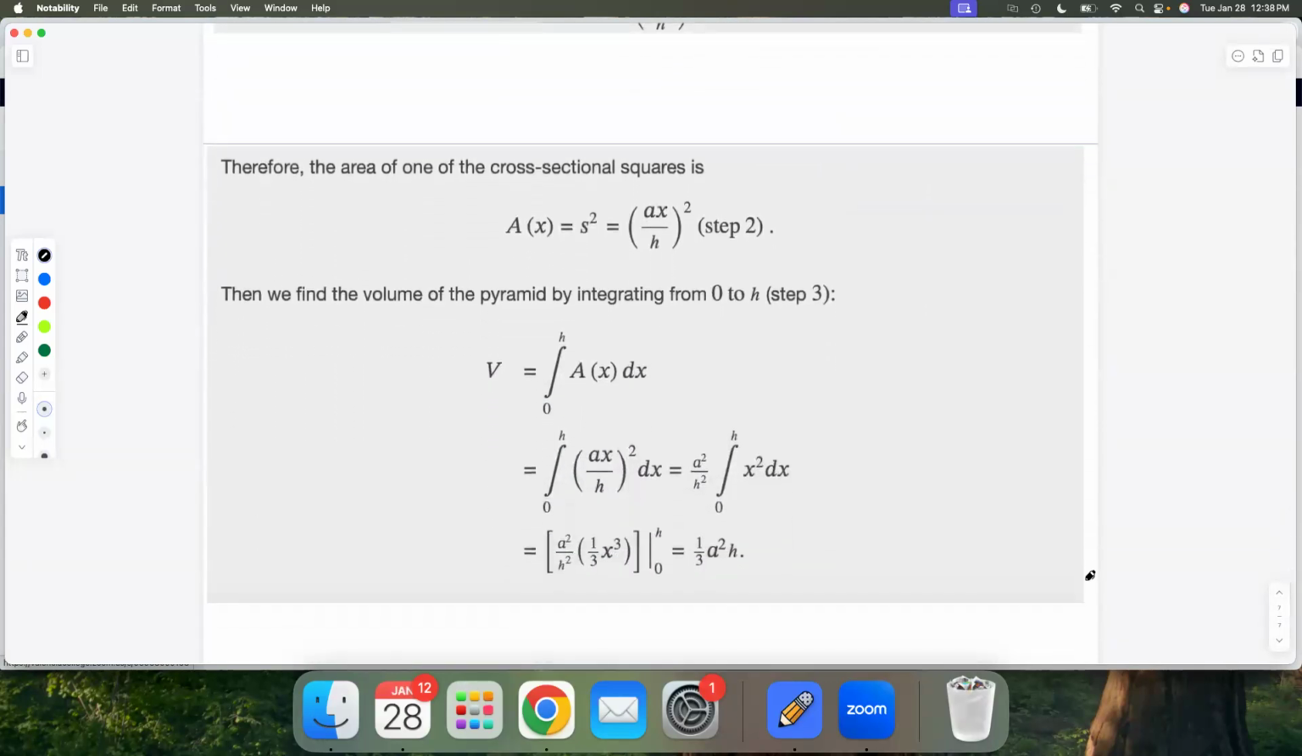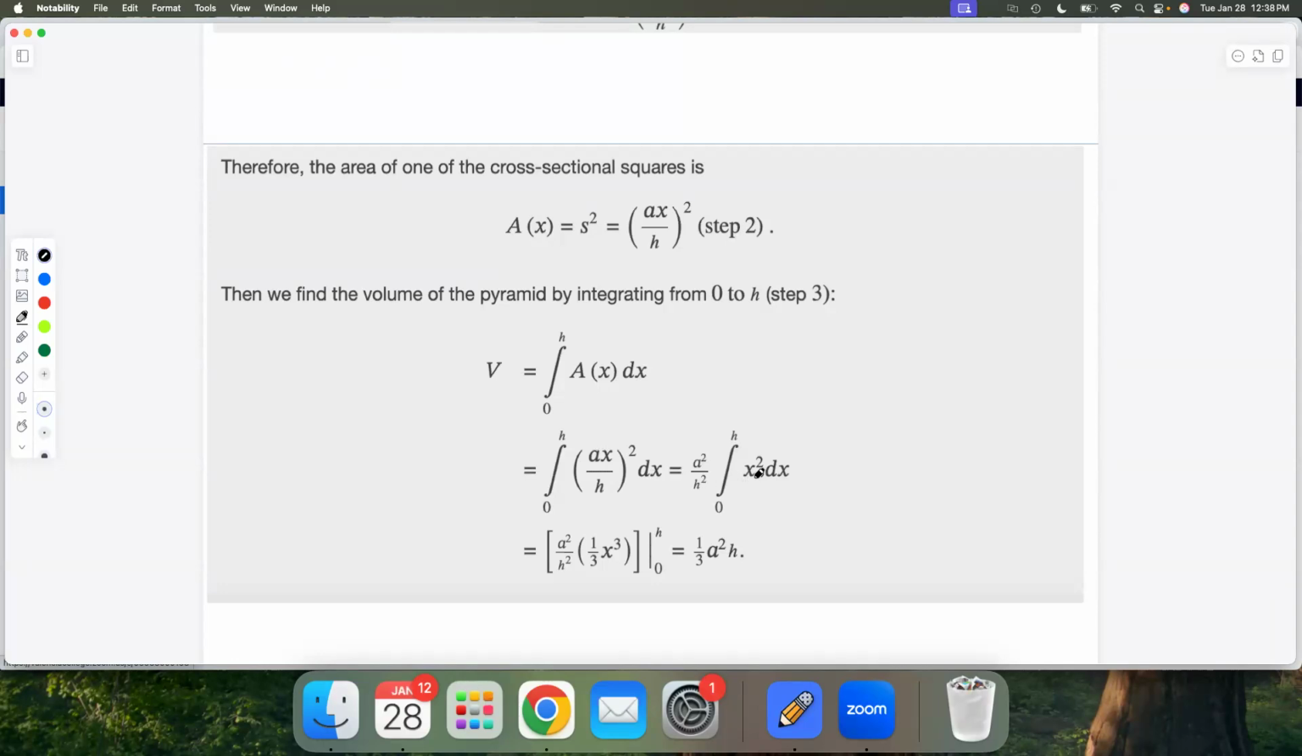Okay, then by what we've already determined, this is always going to be true when we're doing this slicing method. The volume is the definite integral from your start to the end of your cross-sectional area at location x dx. We just found this, so we're going to plug it in. So that's a squared x squared over h squared. a and h are constants. This is an antiderivative of x squared dx. The constants can come out front.